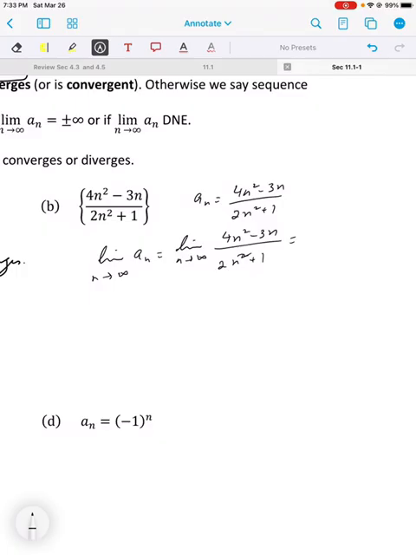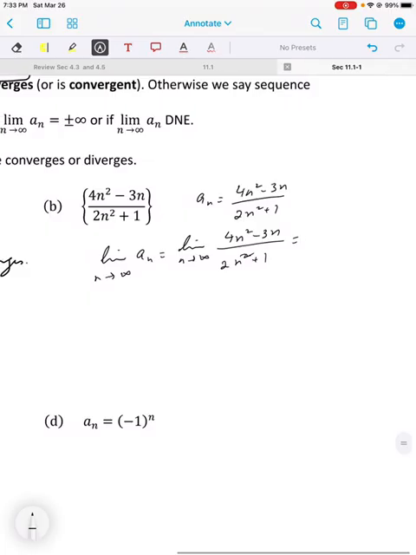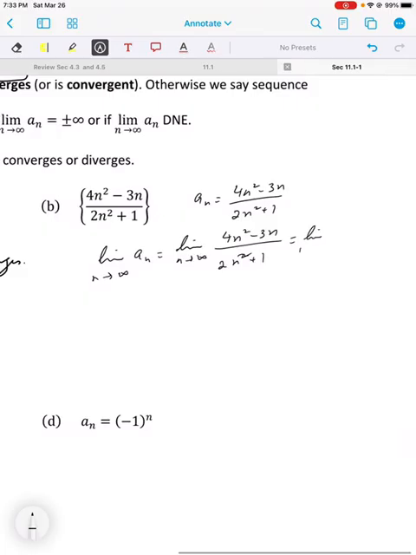You can divide by the highest power variable, whether it is in the numerator or in the denominator. So in this case, because the highest power variable is n squared, it is the same, so we will divide the top and the bottom by n squared. So we end up getting 4 minus 3 over n, and at the bottom 2 plus 1 over n squared.